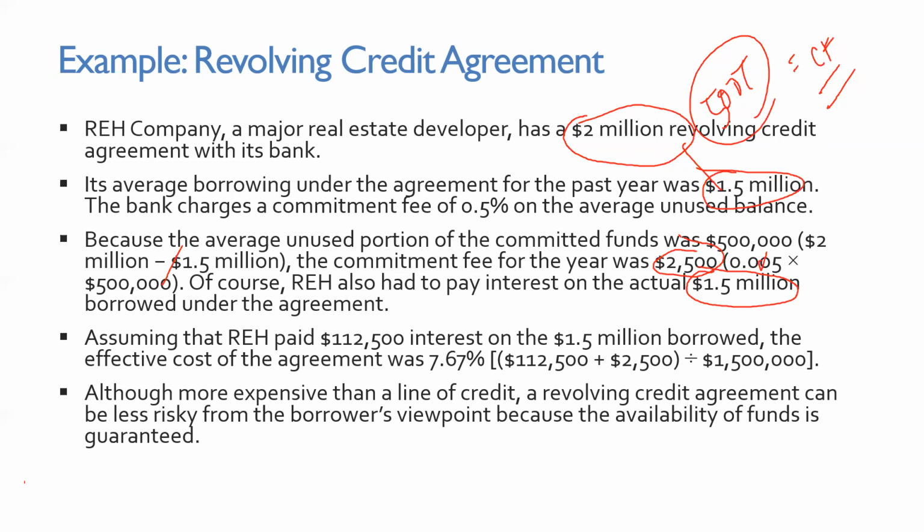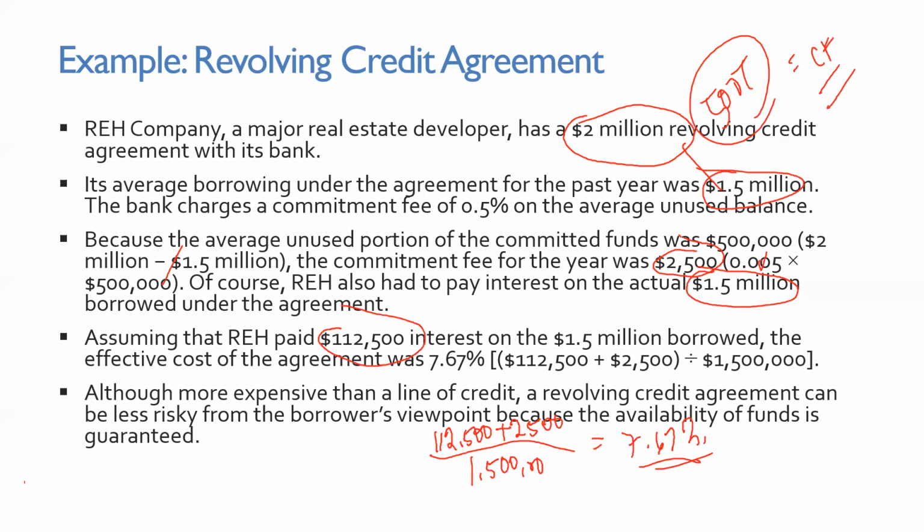Assuming that the interest is 112,500. So therefore, how much is the effective interest rate? The effective interest rate is 112,500, which is the interest. You also pay commitment fees of 2,500, divided by the amount that you actually receive, which is 1.5 million. So this is equal to 7.67%. So that is the effective interest rate of the loan.